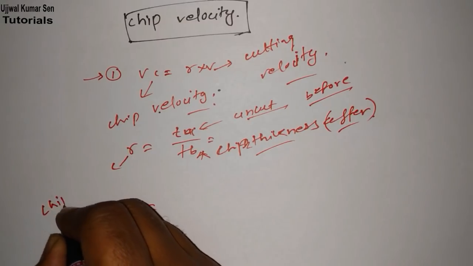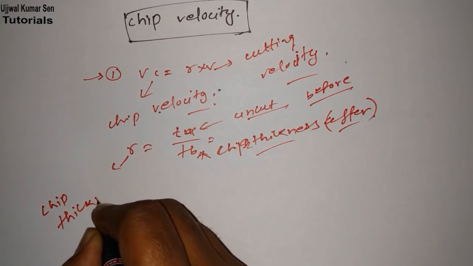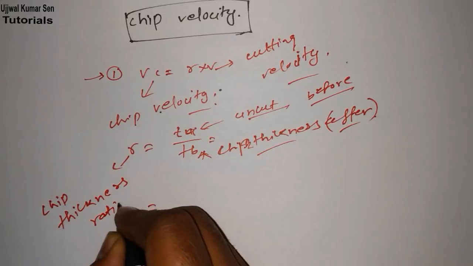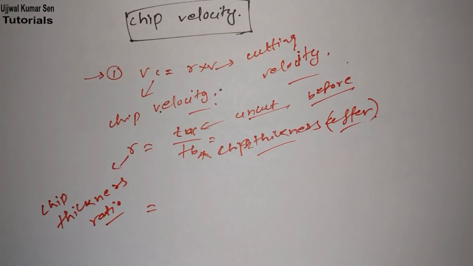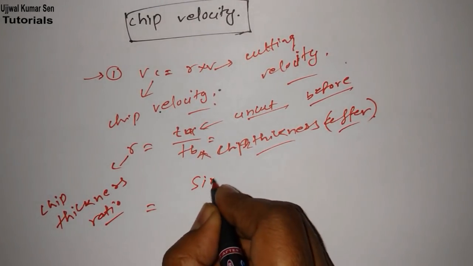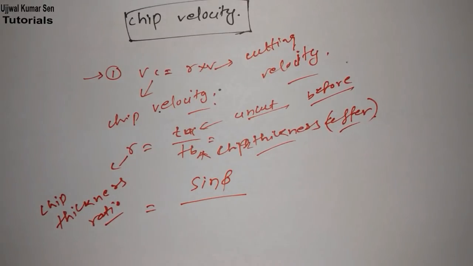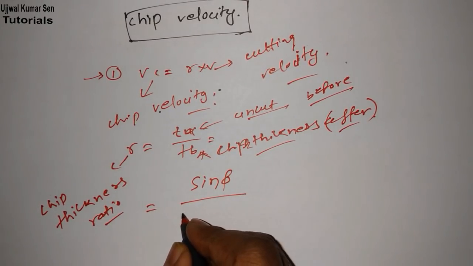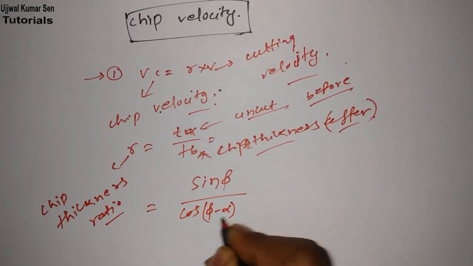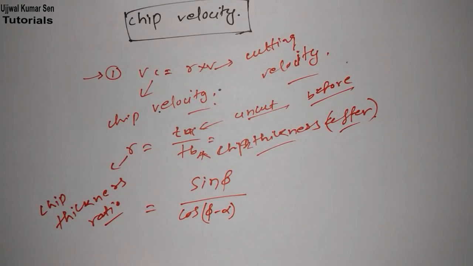Now there is another relation that we know to find this ratio, and this is known as chip thickness ratio. Because this is a ratio, R does not have any unit. So the other formula to find the chip thickness ratio is sine phi by cos of phi minus alpha, where phi is the shear angle and alpha is the rake angle. This is the formula we are going to use to solve questions already asked in GATE, and I'm not going to use anything else.